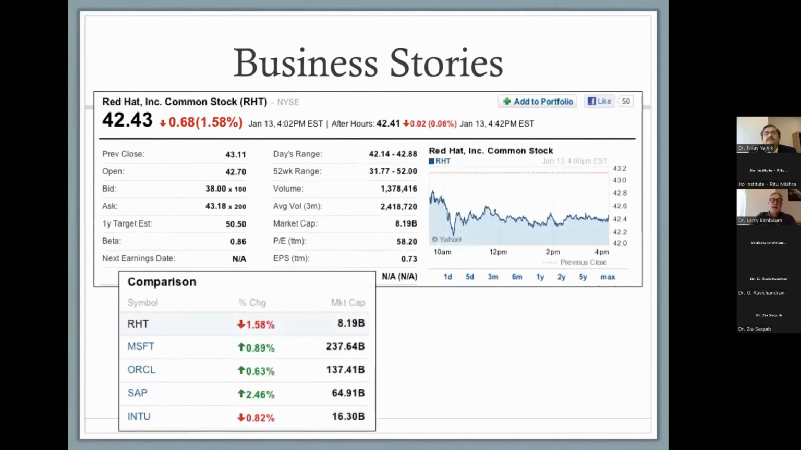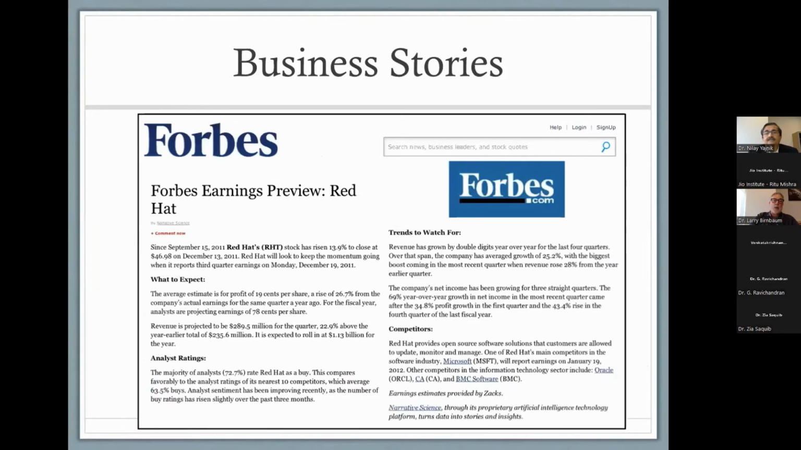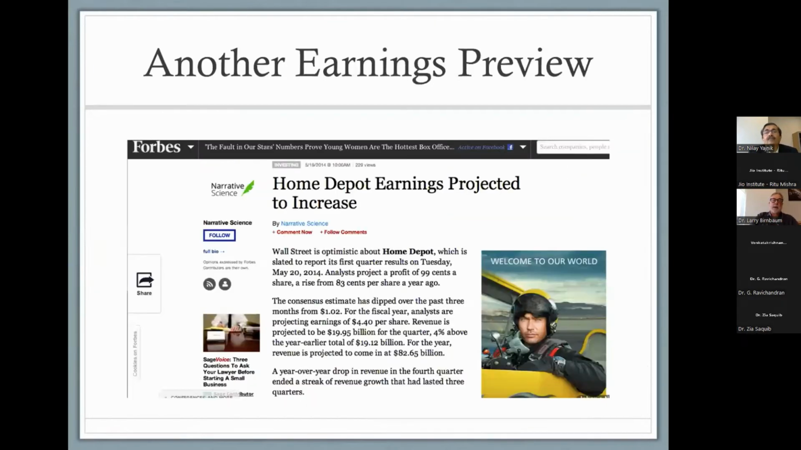So of course the company has done business stories as well. Here we have data about the company Red Hat and some information about it. And here we can generate a quarterly earnings preview for Forbes.com based on these data. Here we have a quarterly earnings preview for Home Depot based again on data about the company.